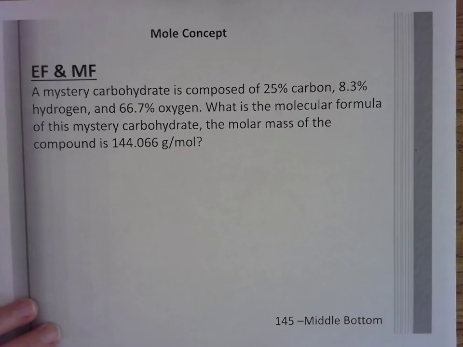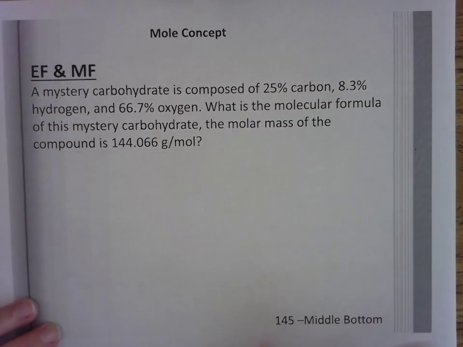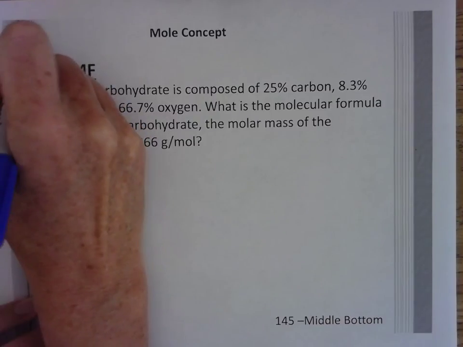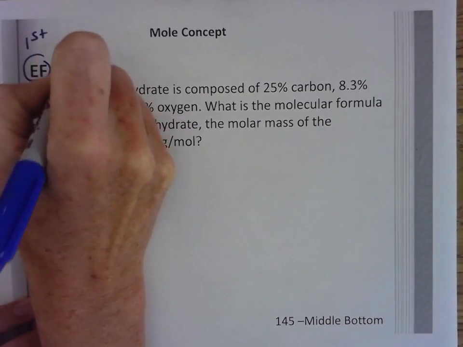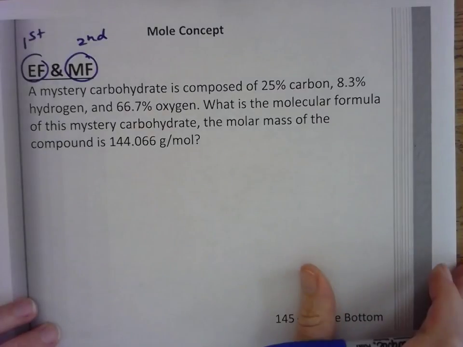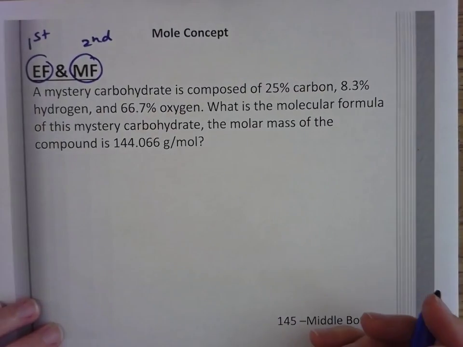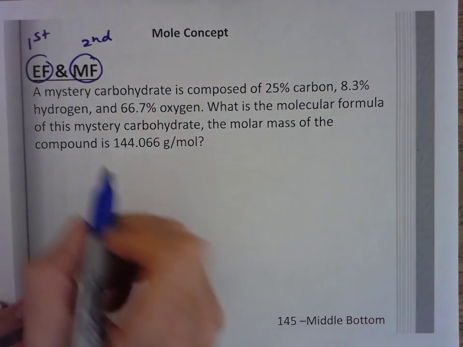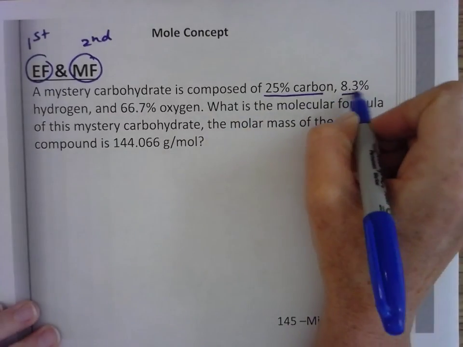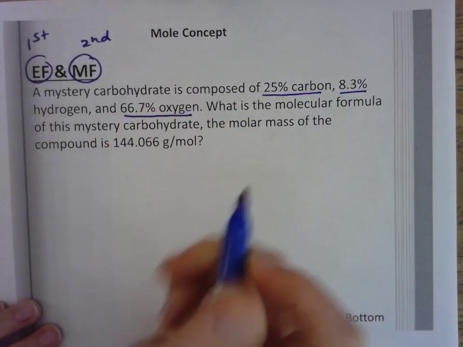The molar mass of the compound is 144.066 grams per mole. So the first step is I have to do the empirical first, and then I can do this one second. In your notebook you have some directions, and the first thing it tells you to do is to take these percents and divide them by their atomic masses.